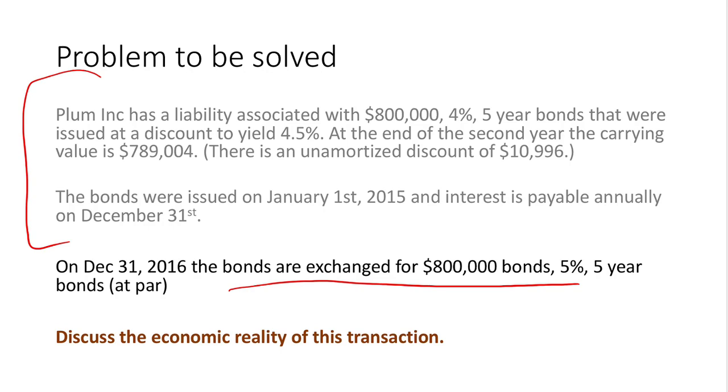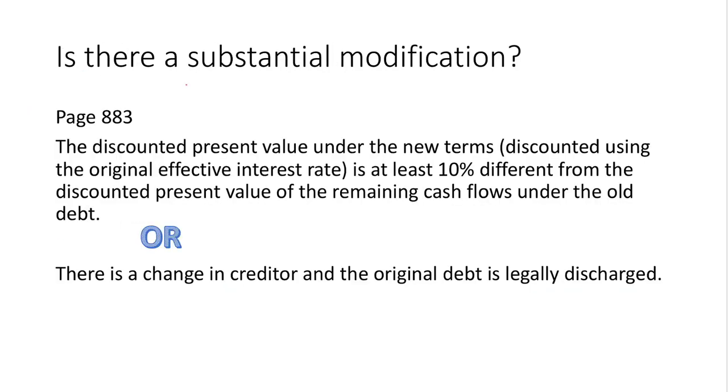So, exchange of debt instruments, same question, only now the bonds are exchanged for different bonds with a different interest rate, and they're due 5 years out. So they're not being redeemed now, they're being exchanged. So we're going to look to see how we handle this. And this is just a little bit more complicated because we have to look to see if there's a substantial modification.